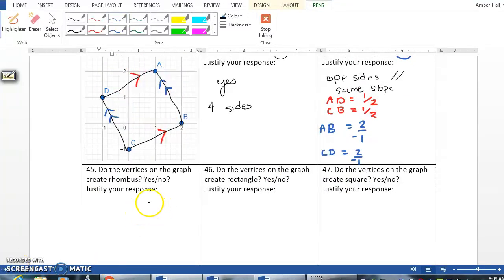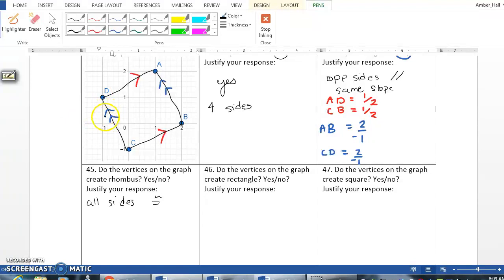Do the vertices on the graph create a rhombus? In order for this to be a rhombus, we can prove it several different ways. Since it is already a parallelogram, we can prove that all sides are congruent.